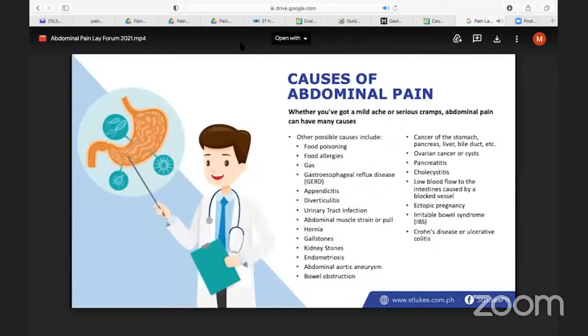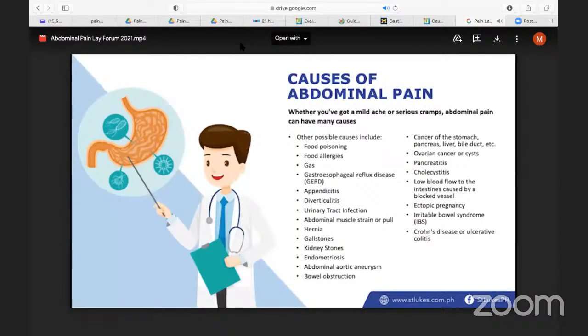Whether you've got a mild ache or serious cramps, abdominal pain can have many causes. For instance, you might have indigestion, constipation, a stomach virus, or, if you're a woman, menstrual cramps. Here are other possible causes of abdominal pain. It is a mix of major and minor causes, hence the importance of early consult.